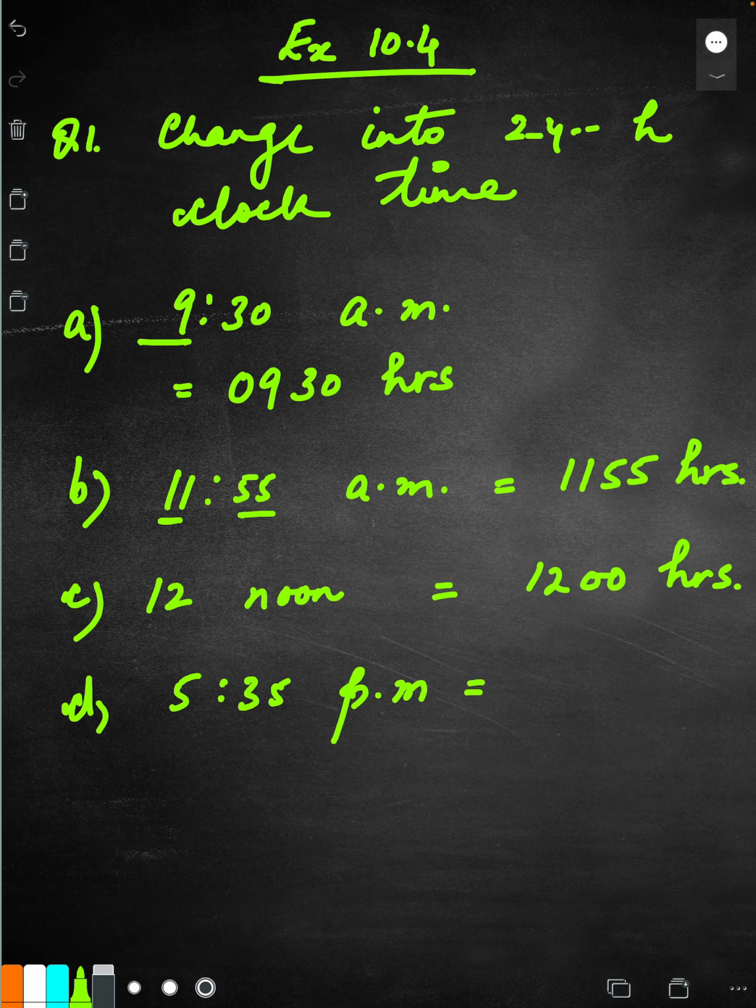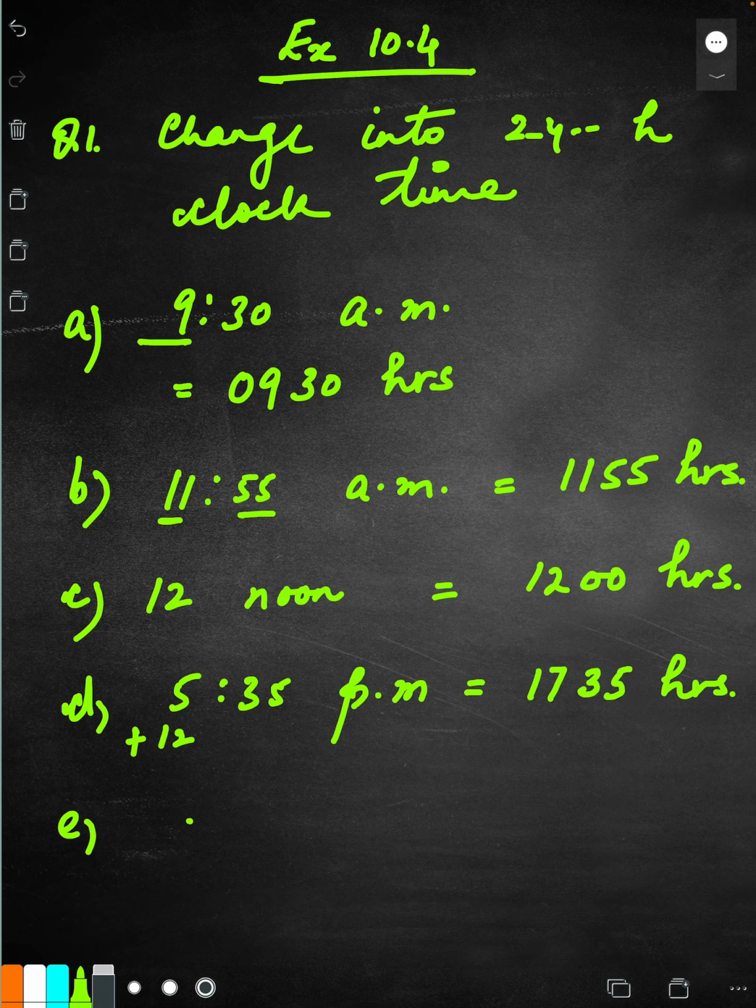The D part, children, is 5:35 p.m. In the PM, it is the second round of the Indian clock. But in the 24-hour clock, the hours move from 12 to 13, 13 to 14 and so on. So you just add 12 to the hours like this. So you get 17, remove the colon, the minutes remain the same. Because the clock has already covered the first 12 hours, the AM part. After that, it has moved 5 more hours in the PM side. So 12 plus 5 is 17 hours.